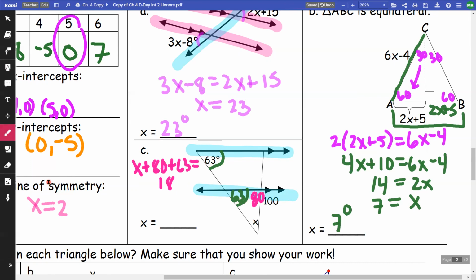Or I can think of it this way. If I'm looking at this triangle here, I have this exterior angle of 100. That's going to equal the sum of the two remote interior angles. So let me write that here in green. That would be x plus 63 equals 100. In both cases, when I work it out, I am going to get 37 as my answer. You can think of it either way.